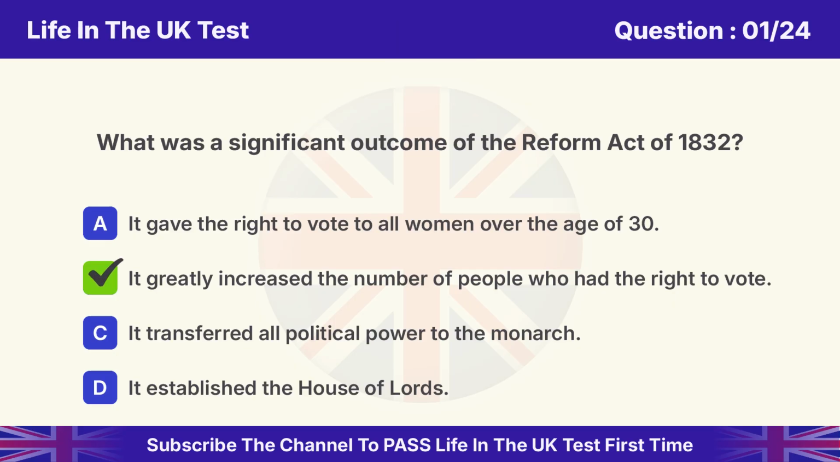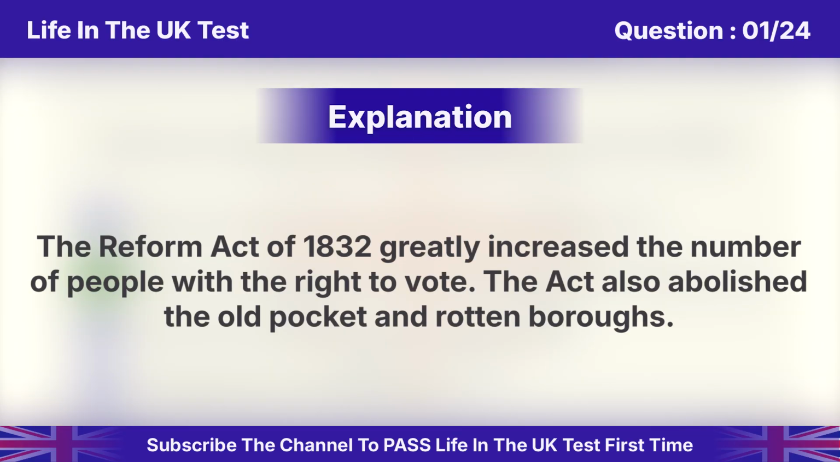Answer is B. It greatly increased the number of people who had the right to vote. The Reform Act of 1832 greatly increased the number of people with the right to vote. The Act also abolished the old pocket and rotten boroughs.